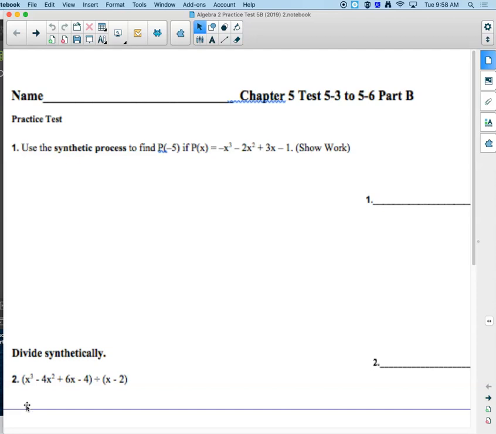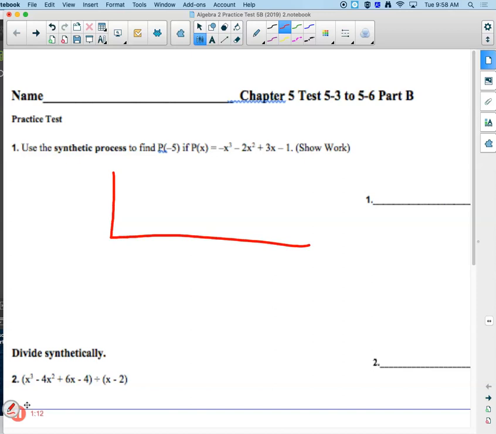All right, we're ready to go here in class. So I'm going to go ahead and get started. And we have the first problem says use a synthetic process to find p of negative 5 if p of x equals negative x to the third minus 2x squared plus 3x minus 1. Well, we know what the synthetic process looks like. The question is, this is going to make the difference between getting it wrong or right. What number goes out in front?